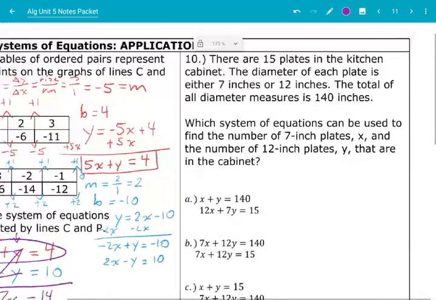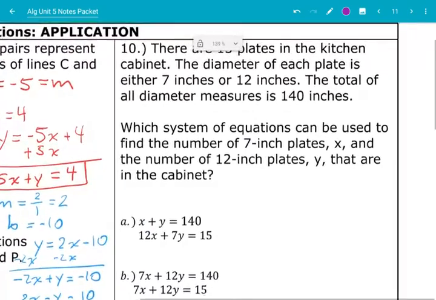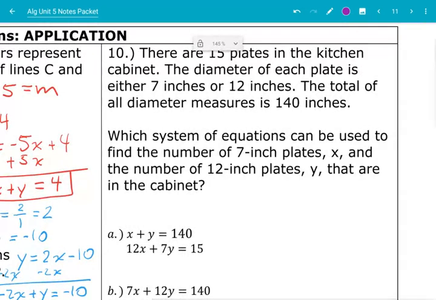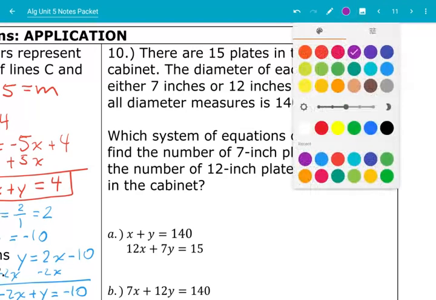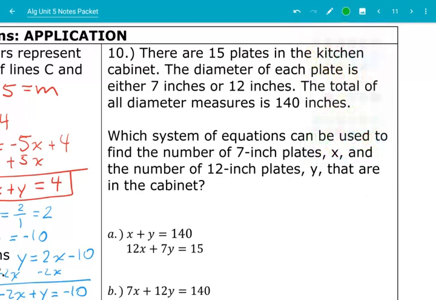All right, let's go over here. There are 15 plates in the kitchen cabinet. The diameter of each plate is either 7 inches or 12 inches. The total of all diameter measures is 140 inches. That's great. Okay, which system of equations can be used to find the number of 7-inch plates, which is x, and the number of 12-inch plates, which is y, that are in the cabinet?